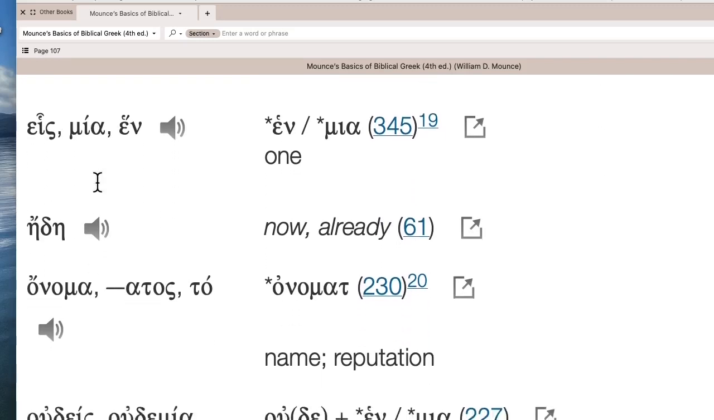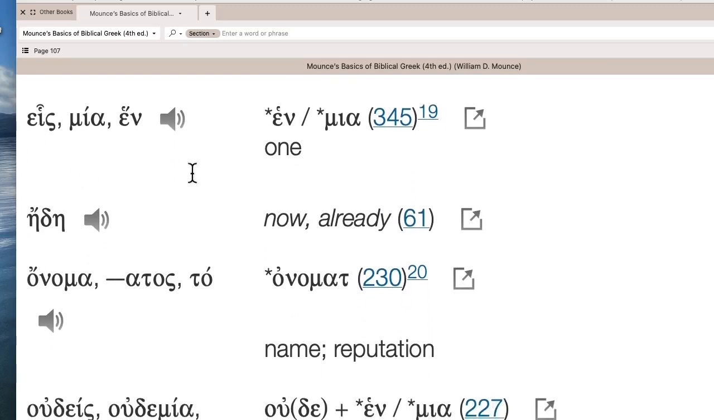Next, we have a third declension adjective meaning one, and we have three forms here. The first form is masculine, heis. That's the word you'll find if you look in the Greek version of Deuteronomy 6:4, the Shema, where it says echad, Adonai echad, the Lord is one. The Greek says heis.